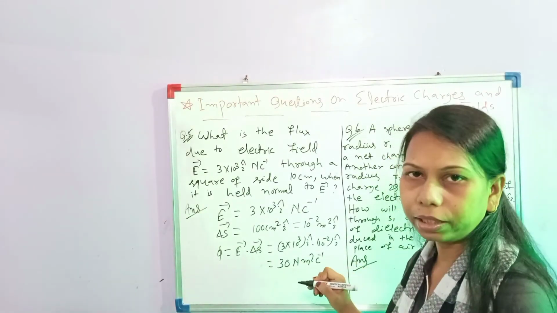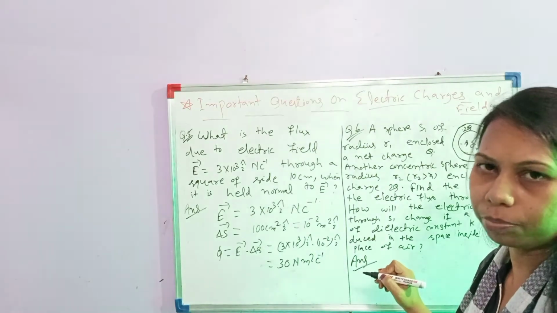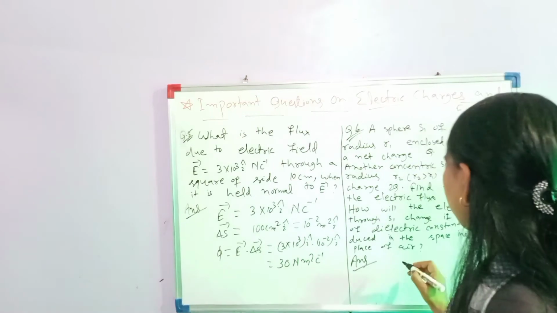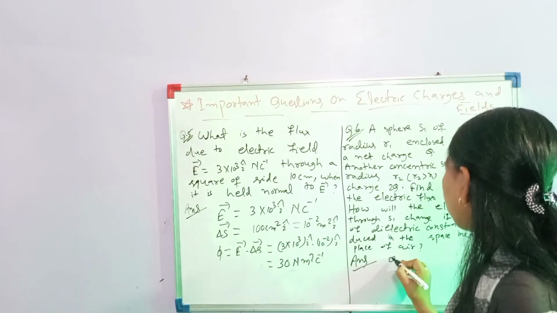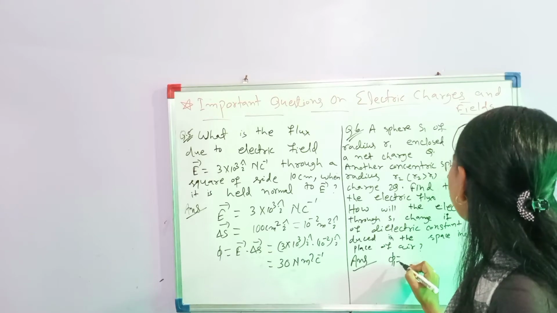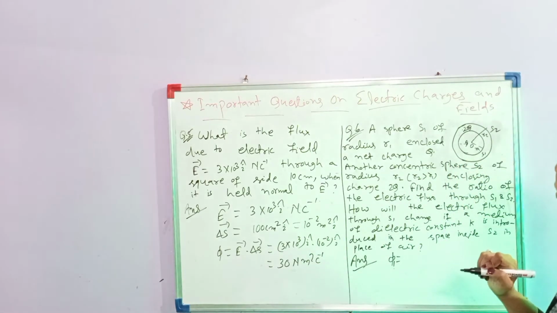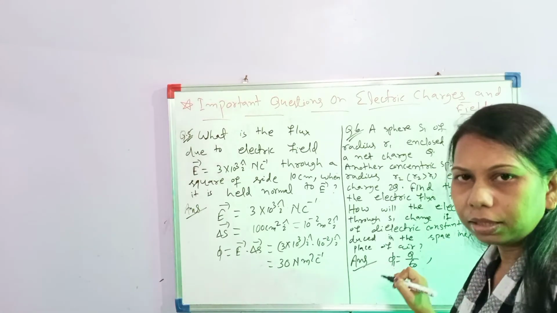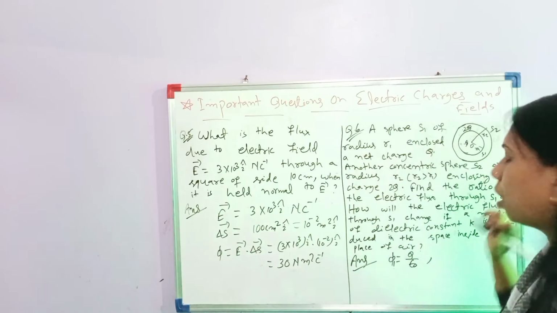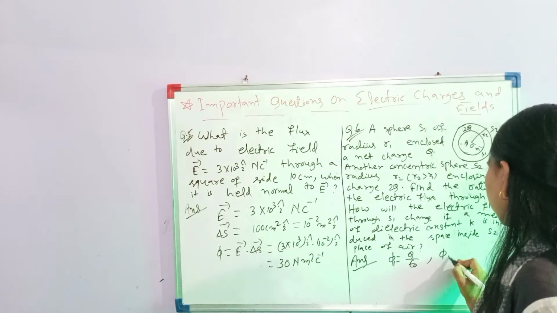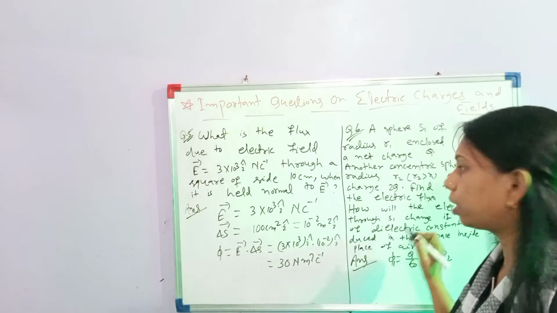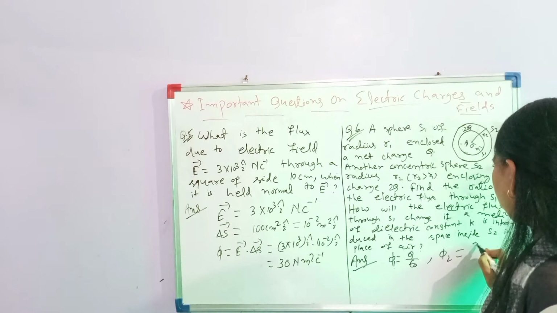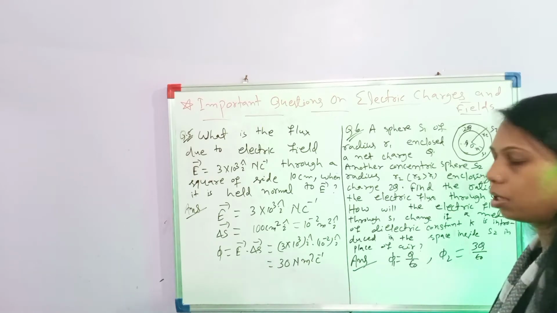You know the total electric flux equals 1 upon epsilon naught times the total charge enclosed by the surface. So flux through surface S1, phi 1, equals how much? Total charge is Q, so Q upon epsilon naught. Similarly, the flux through surface S2: total charge enclosed by surface S2 equals 2Q plus Q, 3Q. So phi 2 equals 3Q upon epsilon naught.